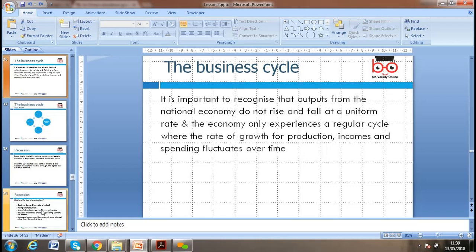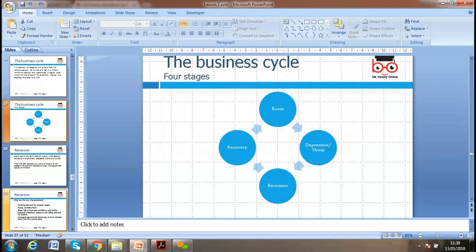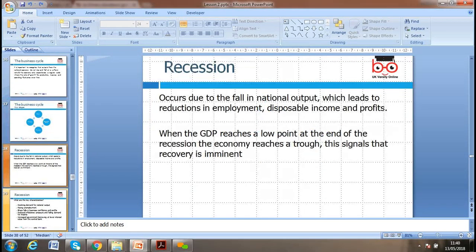Next we're looking at the business cycle. It is important to recognize that the output from the national economy does not rise or fall at a uniform rate. Economies experience a cycle where the rate of growth of production, income, and spending fluctuates over time. The cycle of the business can be boom, depression, which means a slump in the economy, recession, and recovery. These are the four stages of the business cycle.